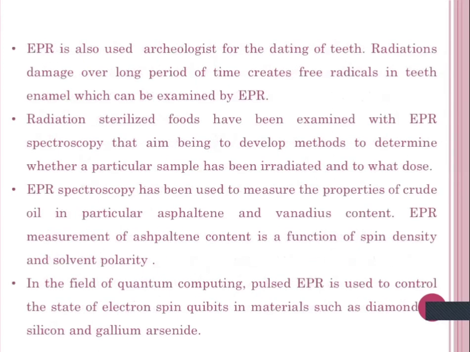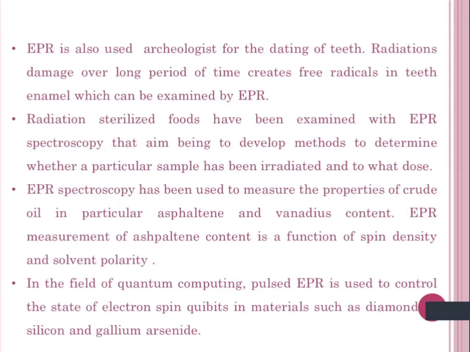Electron paramagnetic resonance or electron spin resonance is also used by archaeologists for the dating of teeth. Radiation damage over a long period of time creates free radicals in tooth enamel, which can then be examined by EPR and, after proper calibration, dated. Alternatively, material extracted from the teeth of people during dental procedures can be used to quantify their cumulative exposure to ionizing radiation. People exposed to radiation from the Chernobyl disaster have been examined by this method.